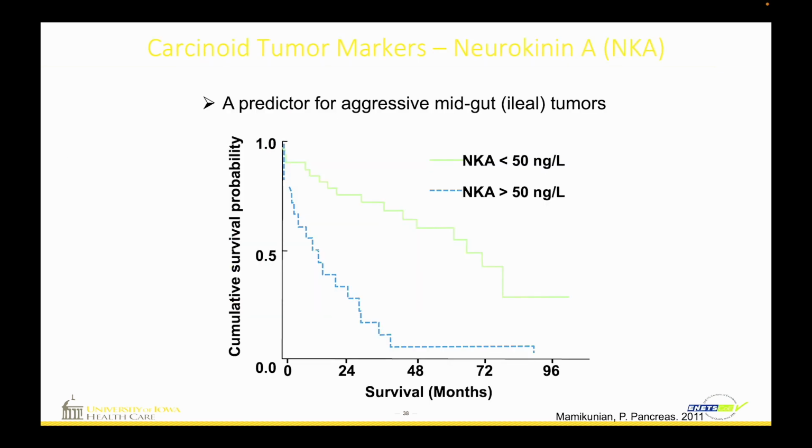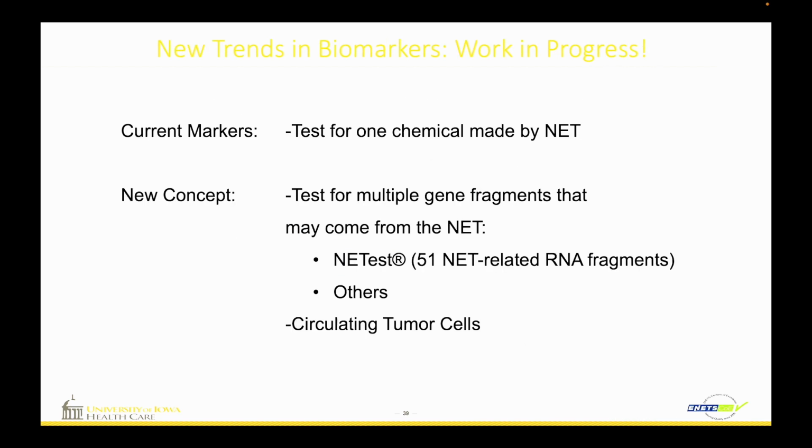Some tumor markers can really tell whether a person has aggressive cancer or not. So people who have neurokinin of more than 50, this is a life curve. You can see that the duration of survival with the neurokinin over 50 is much decreased compared to a neurokinin under 50. And it tells us that we need to be much more aggressive in terms of the treatment. So tumor markers are a work in progress. A lot of new stuff coming up about tumor markers.